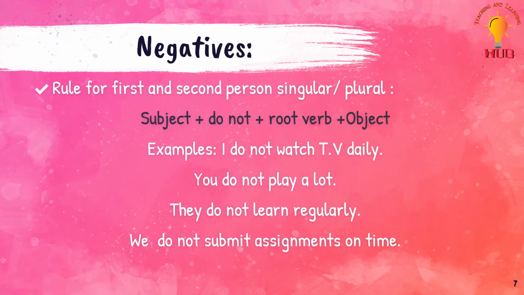What are negatives? Negative is a word or statement that expresses denial or disagreement or refusal. For example, if I want to write negatives for simple present tense, the formula for this is subject plus do not plus root verb plus object. For example, if the statement is I watch TV daily, but I want to convert it into negative, I will write I do not watch TV daily.